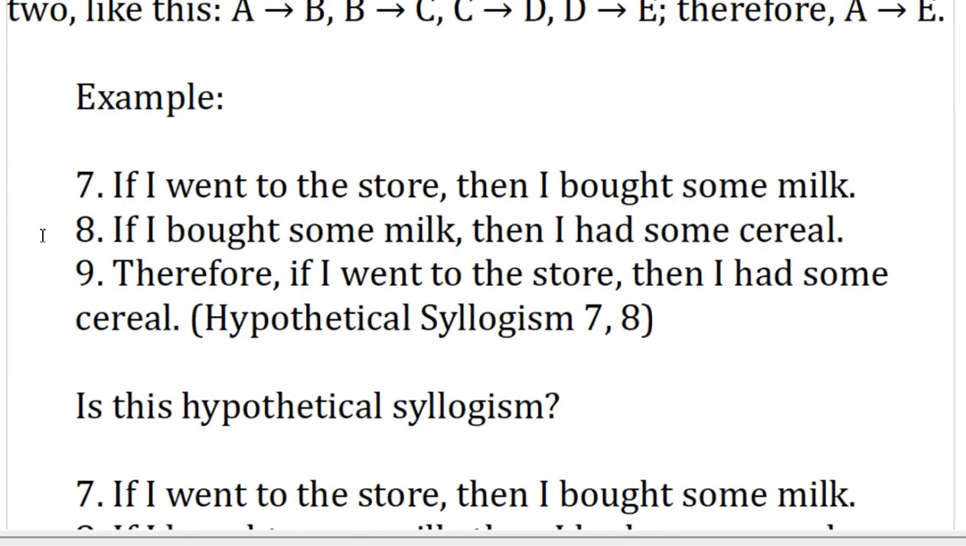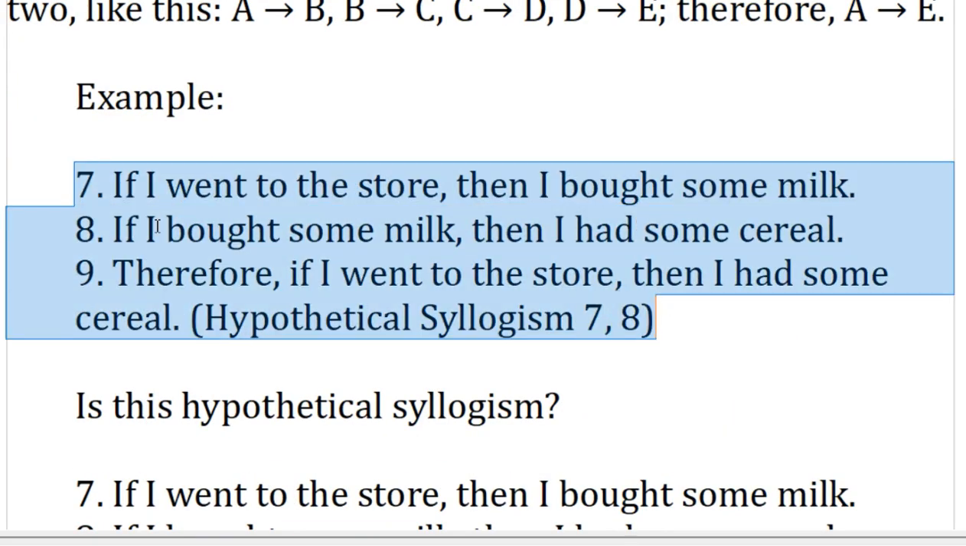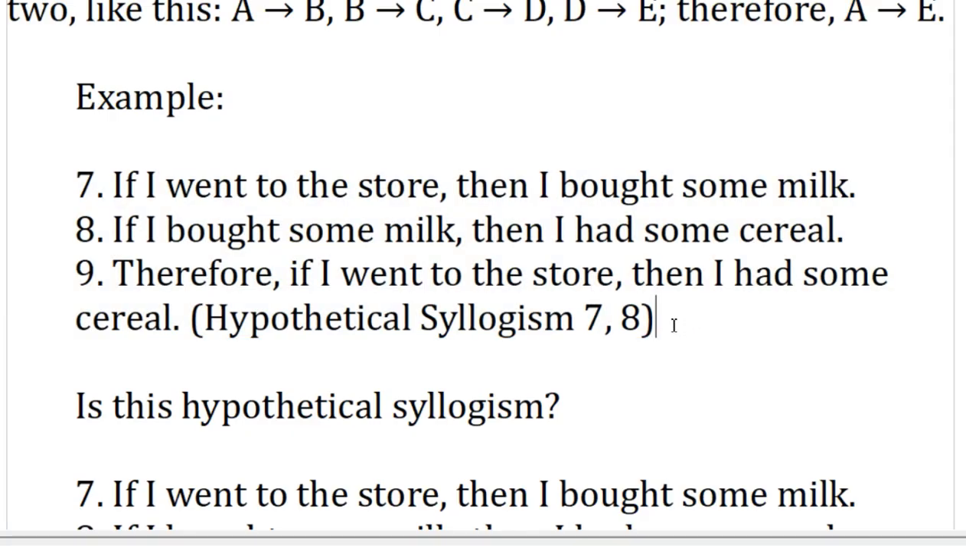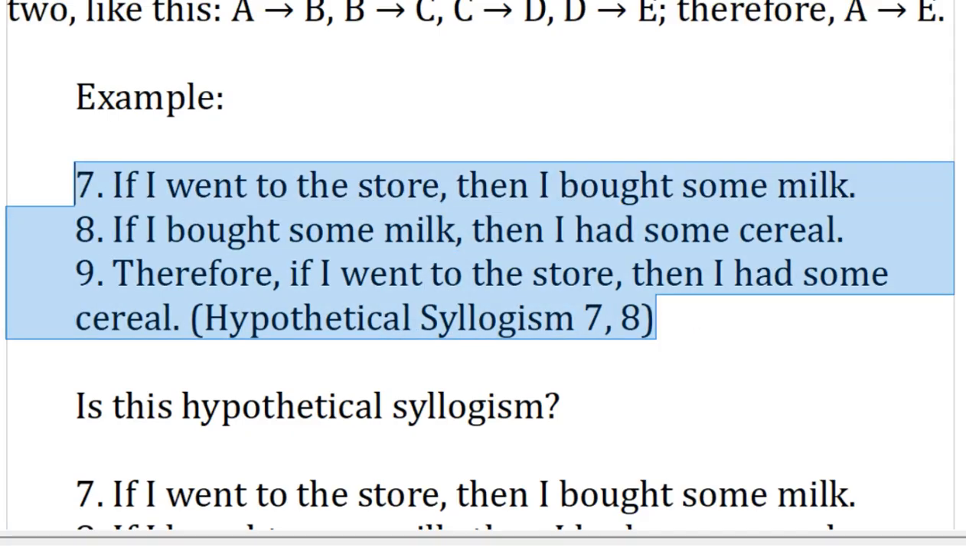Here's an example. If I went to the store, then I bought some milk. If I bought some milk, then I had some cereal. Therefore, if I went to the store, then I had some cereal. One thing to know about these examples is they are not meant to be reasoning that necessarily convinces you.